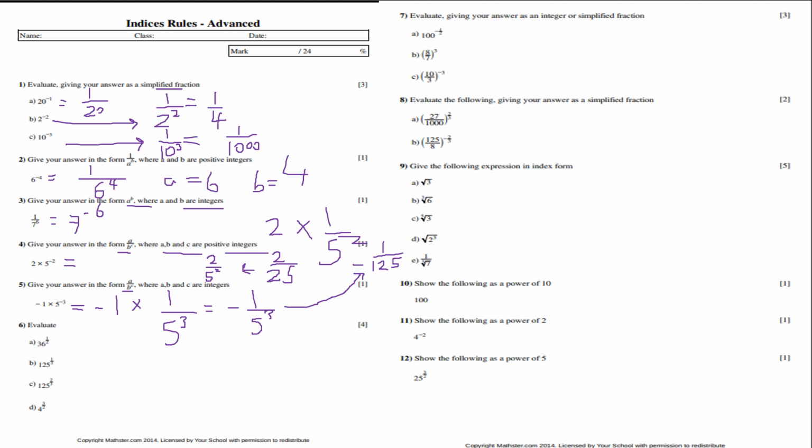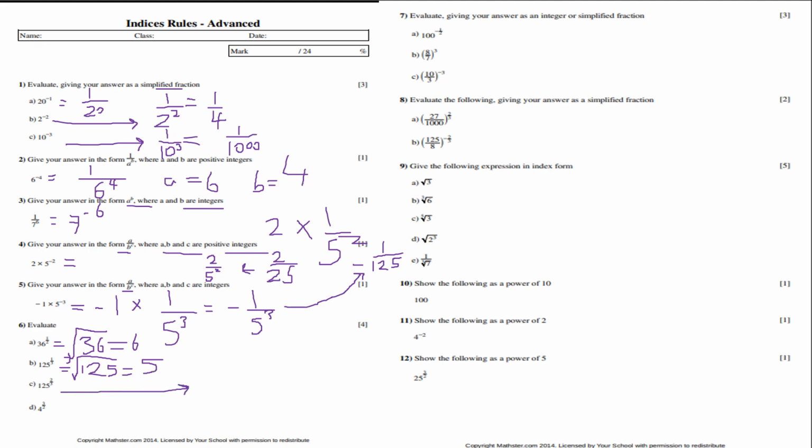Question number 6, evaluate 36 to the power of a half. So power of a half is the square root. So the square root of 36 is equal to 6. For part B, 125 to the power of a third. So that will be the cube root, or the third root, of 125, which is equal to 5, because 5 times 5 times 5 is 125.